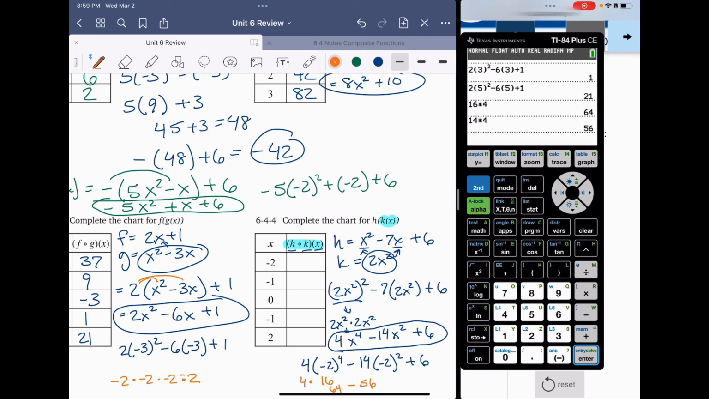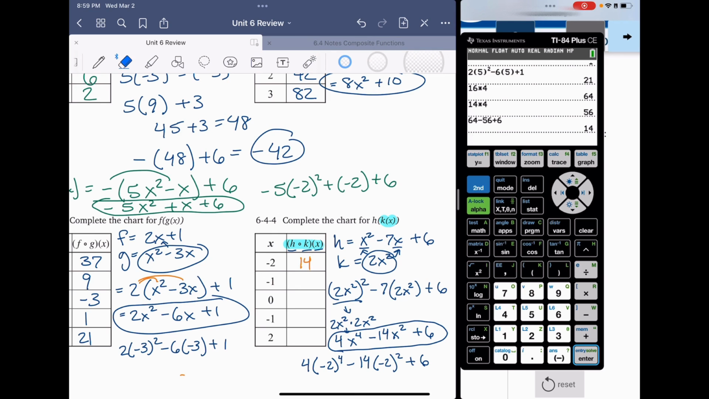All right, 64 minus 56 plus 6. So 64 minus 56 plus 6, and we get 14. I'm going to erase my work each time so we have room. That one's probably the hardest one.